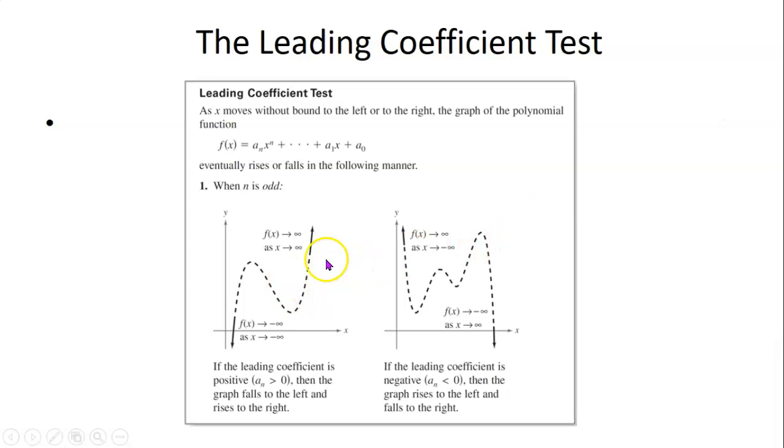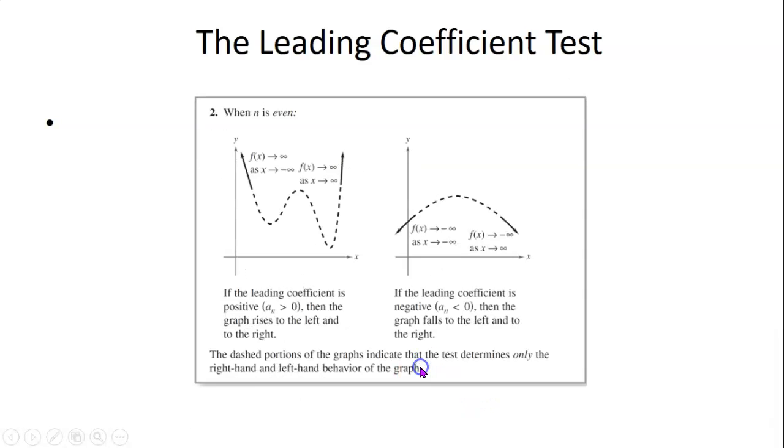So this kind of summarizes the possibilities for whether you go up or down as you go to the right or to the left. When you have an odd degree, it might be wiggly in the middle, but eventually goes up to the right and down to the left if the leading coefficient is positive, down to the right and up to the left if the leading coefficient is negative. When the degree is even, it eventually goes up to the right and up to the left if the leading coefficient is positive, down to the right and down to the left if the leading coefficient is negative.